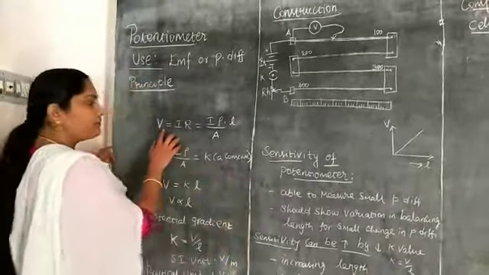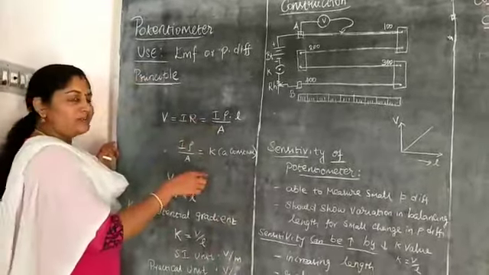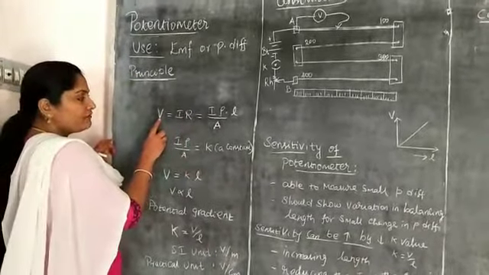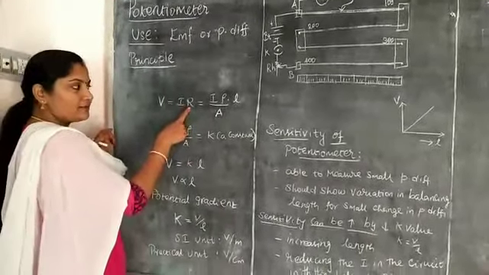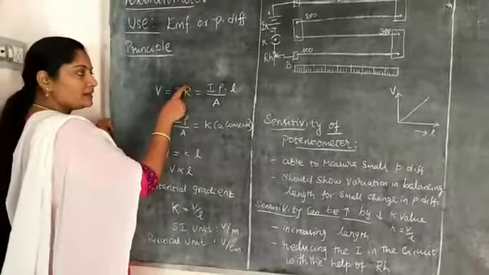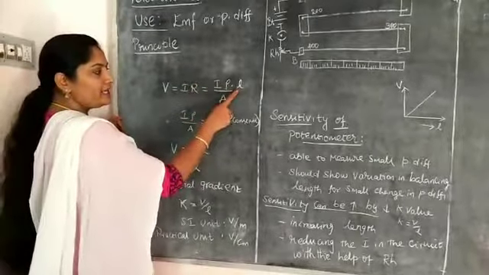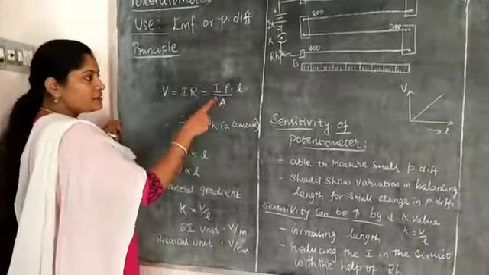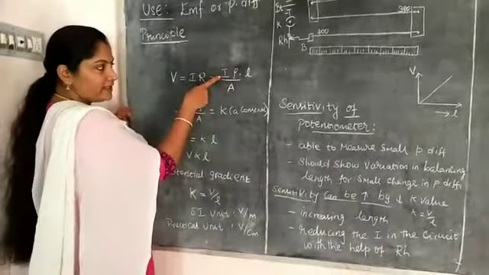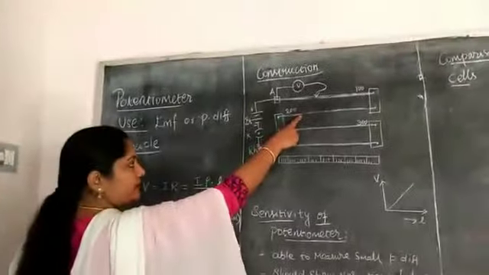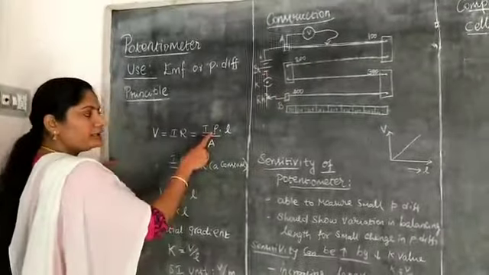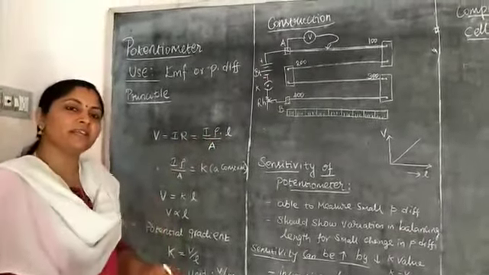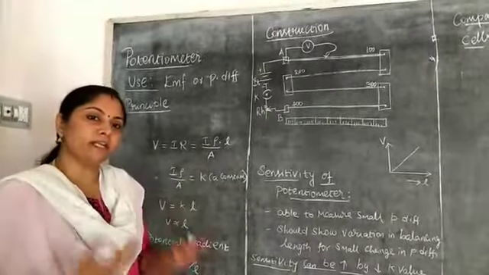See here, I will prove it with the help of a small derivation. V is equal to I into R. We know that R is equal to rho L by A. So when a constant current flows through this wire, what is rho? It is resistivity. Resistivity is a constant for the particular material.